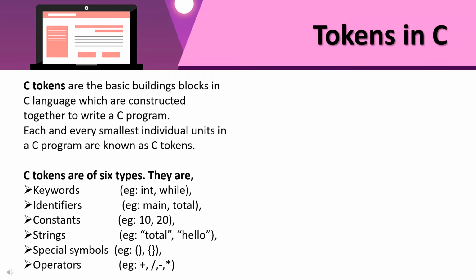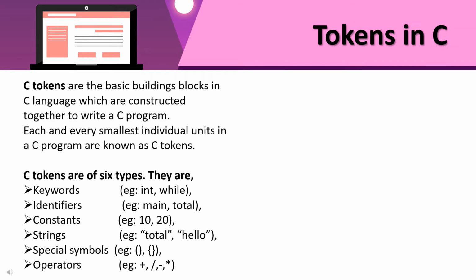Now the identifiers. Identifiers in C are used for naming variables, functions, arrays, structures, etc. These are user-defined words. They can be composed of uppercase letters, lowercase letters, underscore, or digits, but the starting character should be either an underscore or an alphabet. Identifiers cannot be used as keywords. They are like main, total, num, etc.